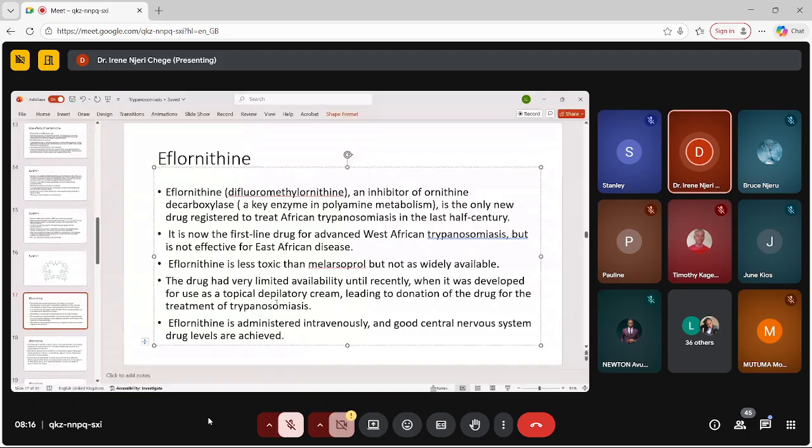Okay. Then, what else do we know about this drug? If you combine it with another drug called nifurtimox, it can give better efficacy against the West African trypanosomiasis, the T. gambiense disease, compared to if you use it alone. So you can combine it with nifurtimox.